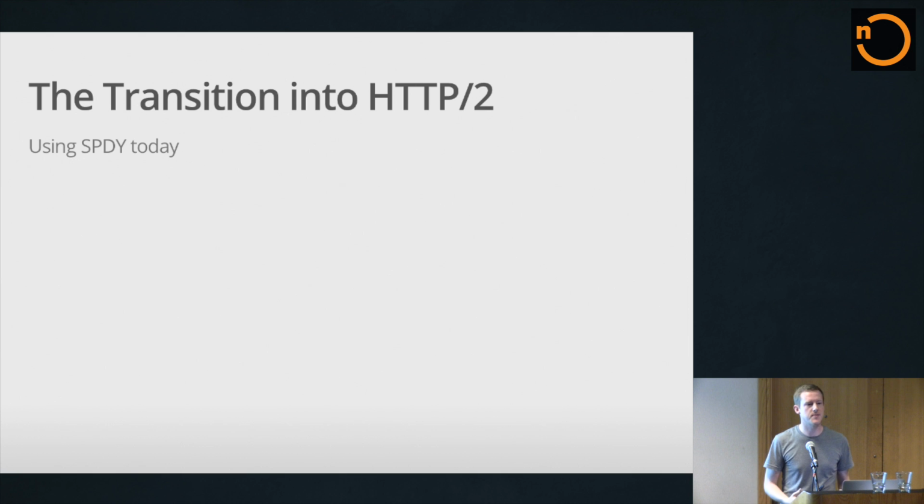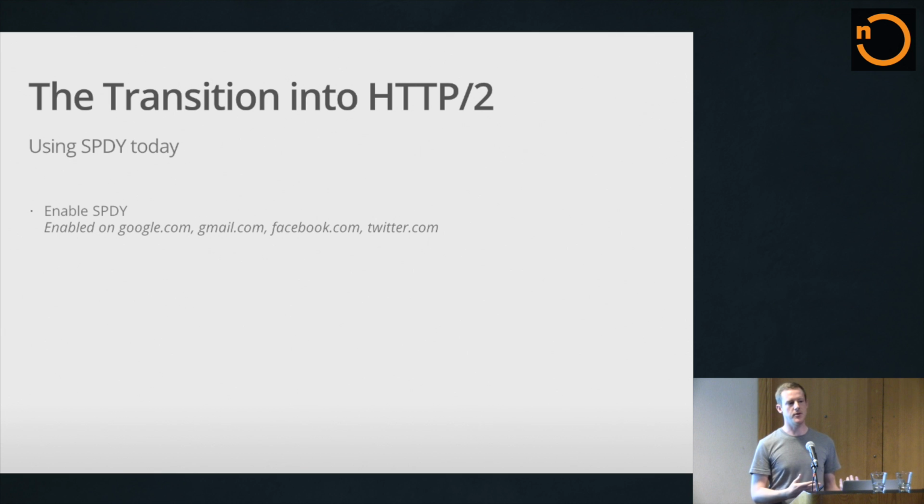So to summarize how the transition into HTTP2 looks, the first step is enable Speedy today. So Speedy, without server push, the implementation is very stable. It's used on sites like Google, Twitter, and Facebook. You can literally just switch it on for your sites. So you just start using it, and it falls back to normal HTTPS when it's not supported. So you can just start using it in sites today.